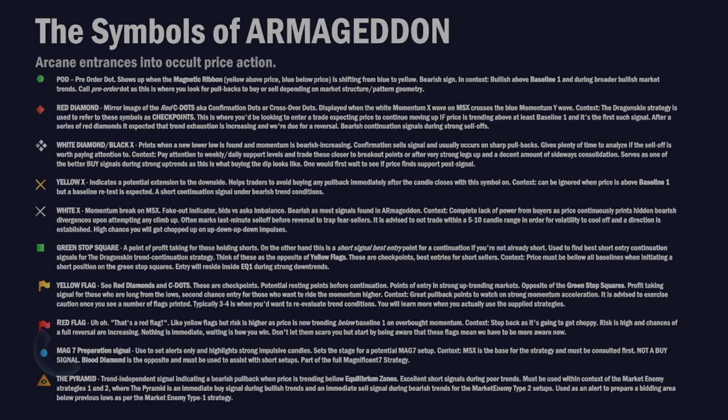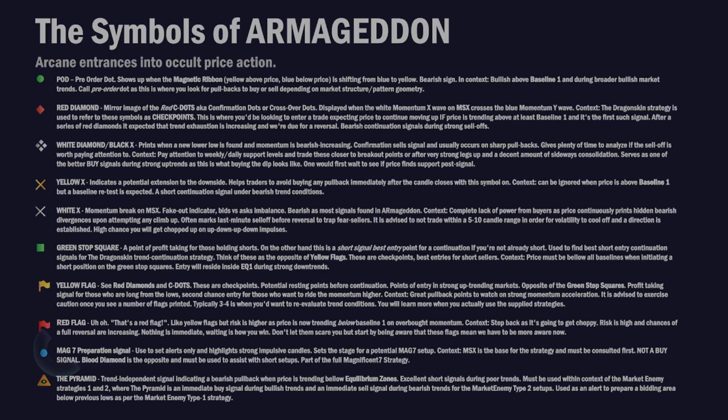Understanding what they mean in relation to what else is going on in the chart is even more important. So, arcane entrances into occult price action. The pod, the pre-order dot, the little green dot that shows up underneath a candle. It shows up in the magnetic ribbon. It's shifting from blue to yellow, which is a bearish sign. In context, bullish, above baseline 1, and during a broader bullish market trend.